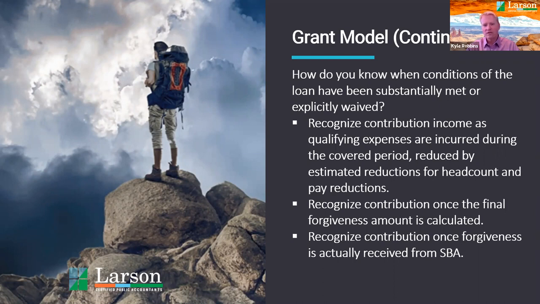The third approach is more in line with the debt model in that you would recognize the contribution revenue once you actually receive forgiveness from the SBA. So once you get the notification back, hey, your loan has been forgiven, this is the amount that's forgiven, at that point, you would recognize that amount as contribution revenue and you would reduce your PPP loan or refundable advance by the amount that was actually forgiven. So those are the three approaches within the grant model that you can elect to follow.